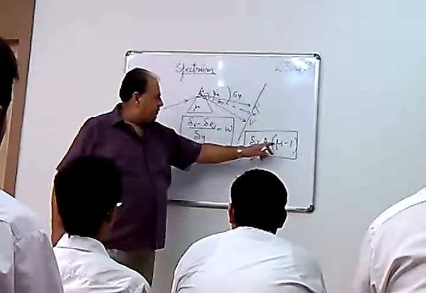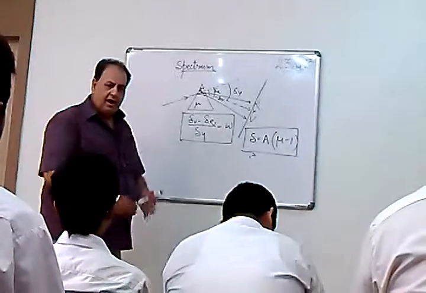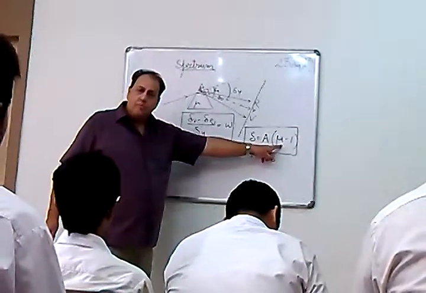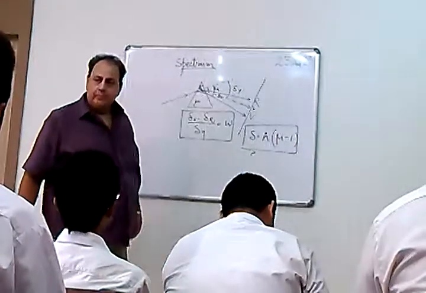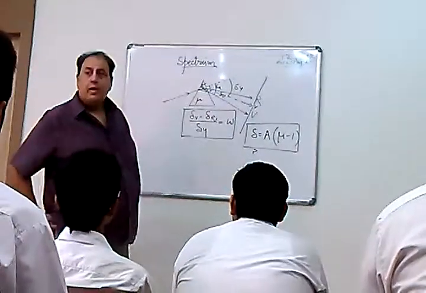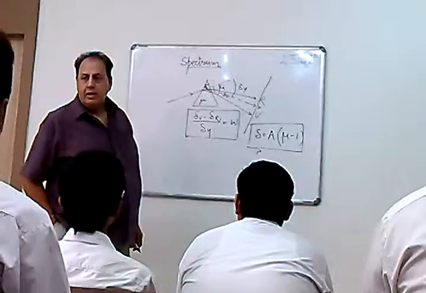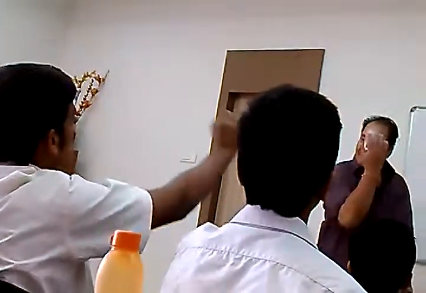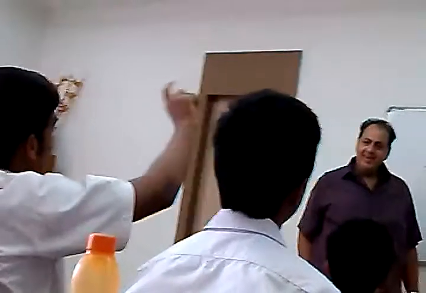Refractive index is directly proportional to deviation. If I ask you, mu R is more or mu V is more, what is the answer? Mu V is more. Because refractive index is more, sir. Because delta is proportional to the refractive index, and the angle of deviation is more.